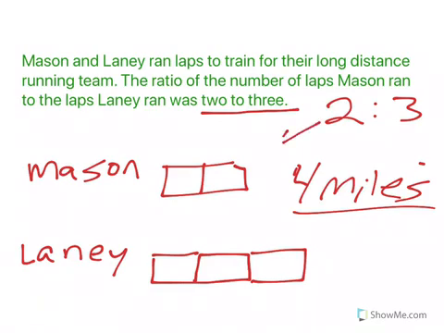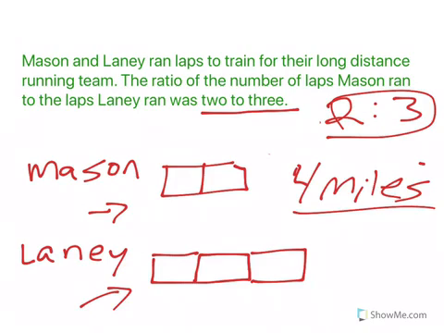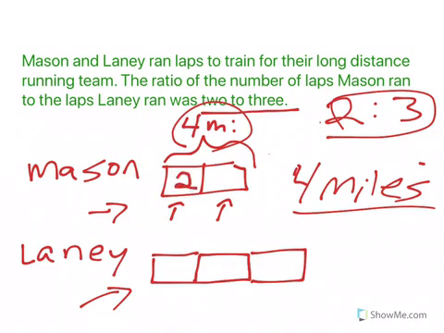This is the part where it can get a little tricky. Our tape diagram, we want it to be the ratio. So it says 2 to 3, so no matter how far he actually ran, we're going to go with 2 to 3. That's why there's 2 sections in Mason's tape diagram, 3 sections in Laney's. But we know that Mason's tape diagram is actually 4 miles, right? So if you take that 4 miles and you divide it into each of these 2 sections, you're basically doing 4 divided by 2. So we know that each section of the tape diagram represents 2 miles.